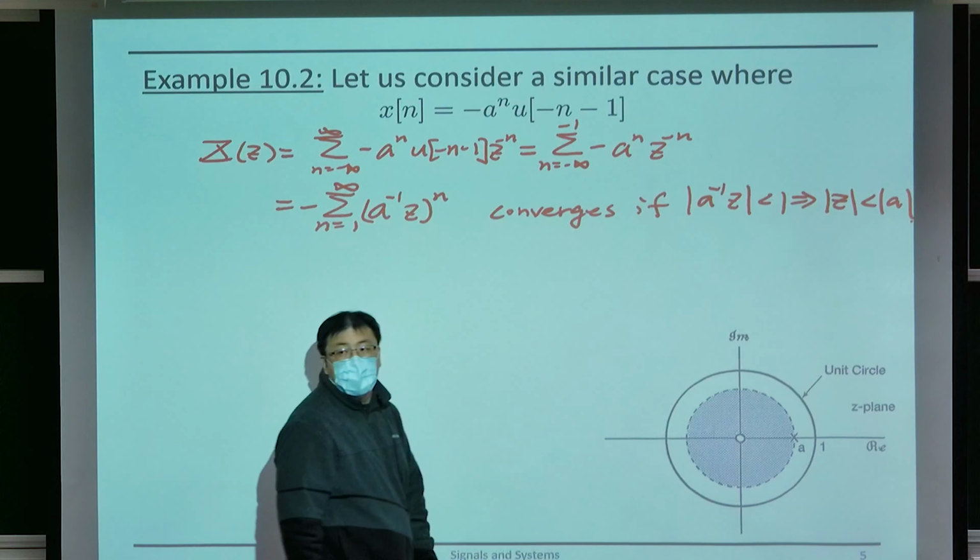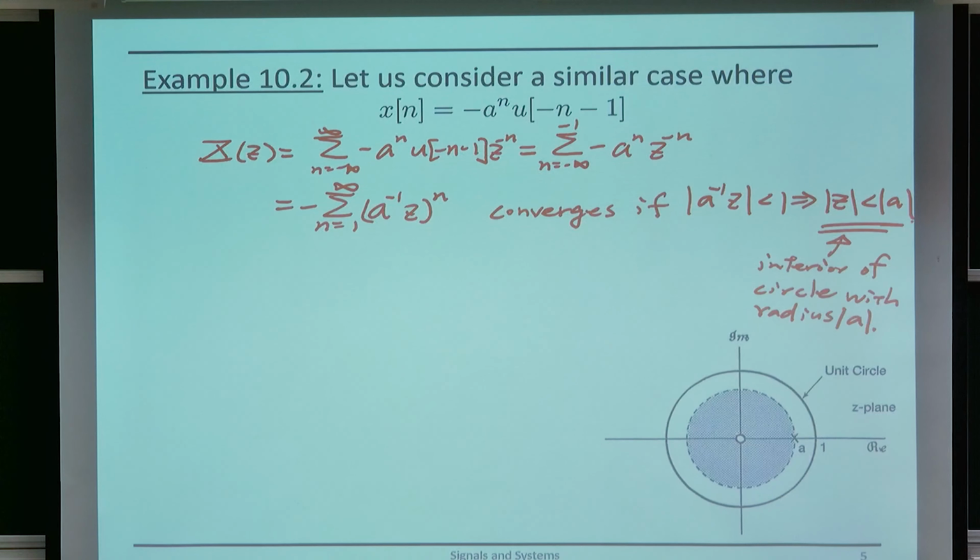Okay? So if we continue to solve this, this will give us minus a to the minus 1 times z over 1 minus a to the minus 1 times z. And this converges for the absolute value of z less than a. Okay.